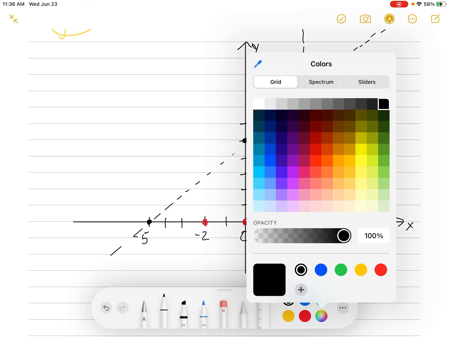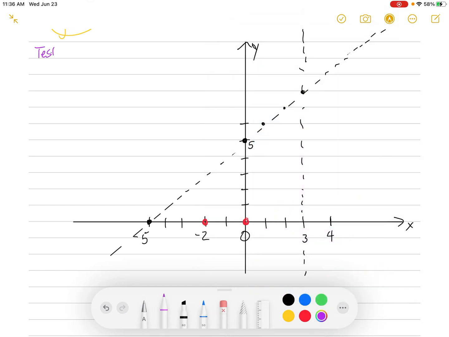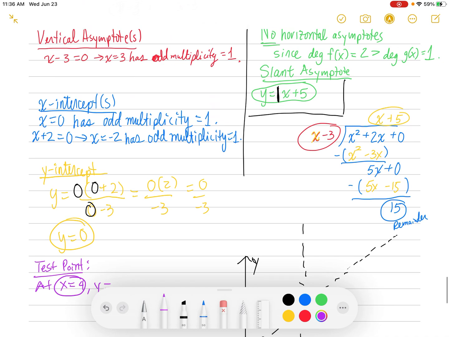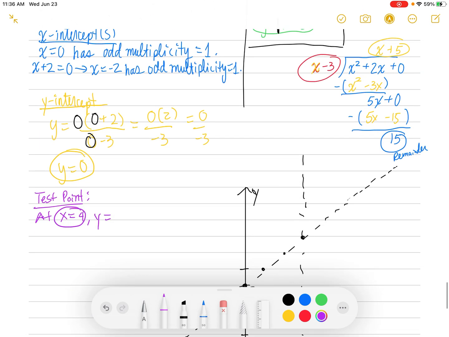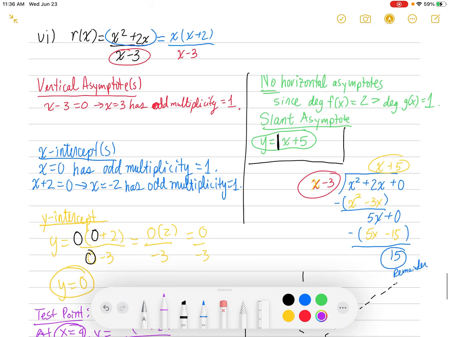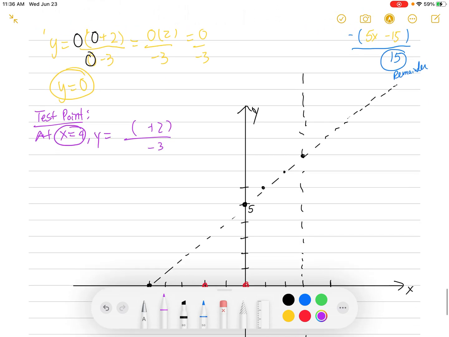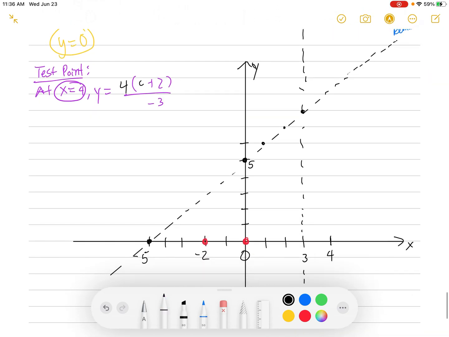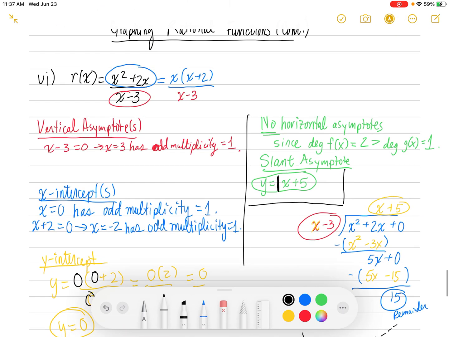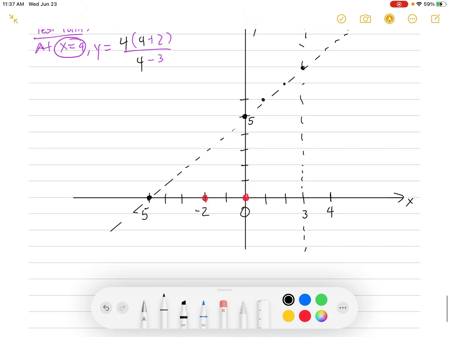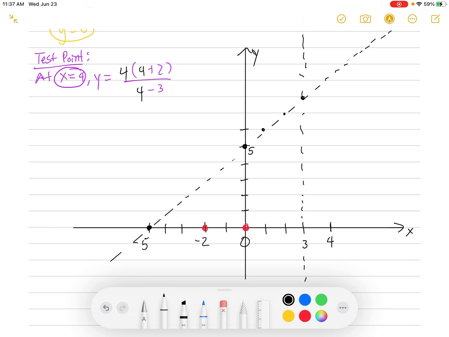So what do we know? We know those 2 x-intercepts. Let's find out what's going on to the right of 3 here. So to the right of 3, I'm going to pick a test point of 4. Let's call that a test point. At x equals 4, what is y doing? Well, I'm going to plug into my function. I'm going to use the factored version, a blank times a blank plus 2 over a blank minus 3. I'm plugging in 4 for my x here: 4 times 4 plus 2 over 4 minus 3. That's the factored version right here.